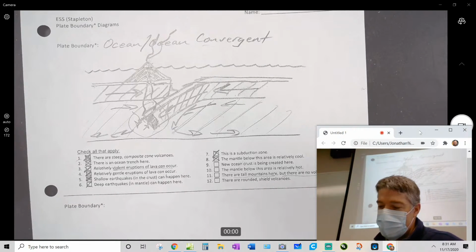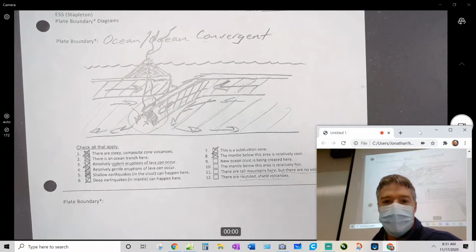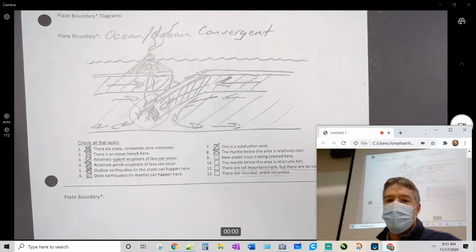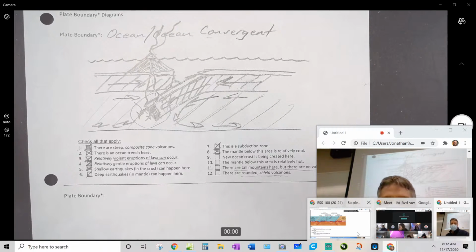I think we should do an interesting one. So we should do one that does have a shield volcano. All right, we're going to do the one that I think is the most fun. But before we do that, let me show you some pictures of Japan. Oh, and we need to label this.